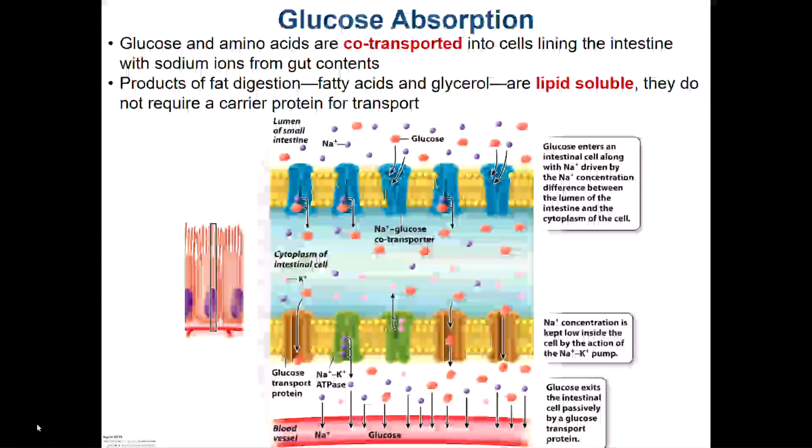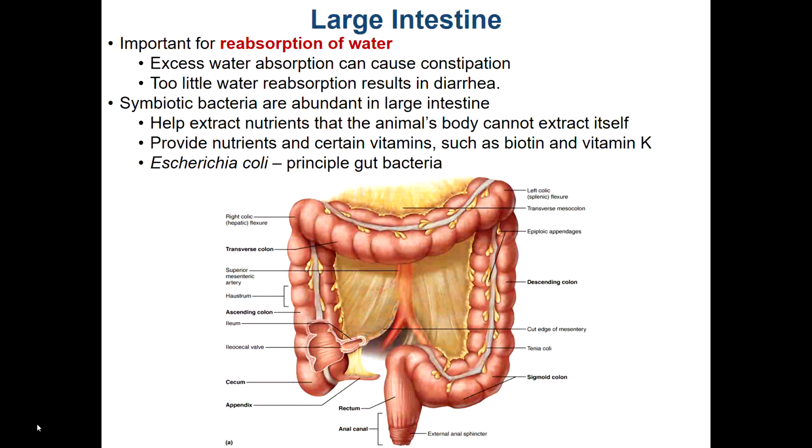So after we have our nutrient absorption in our small intestine, what is left then moves to the large intestine. The large intestine is important for the reabsorption of water. Excess water absorption can cause constipation, because the waste that is being left is too dry to be released through the anal cavity, and too little water absorption results in diarrhea because the waste is too wet and is not able to be held in by the anal sphincter.